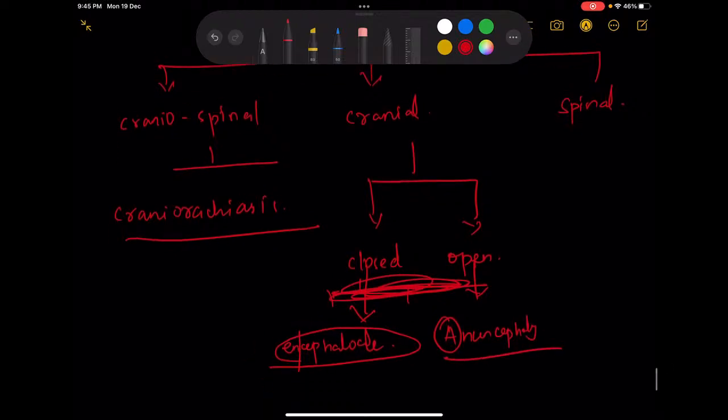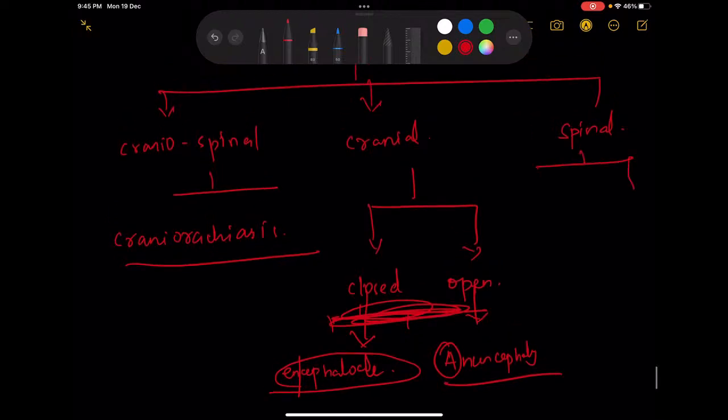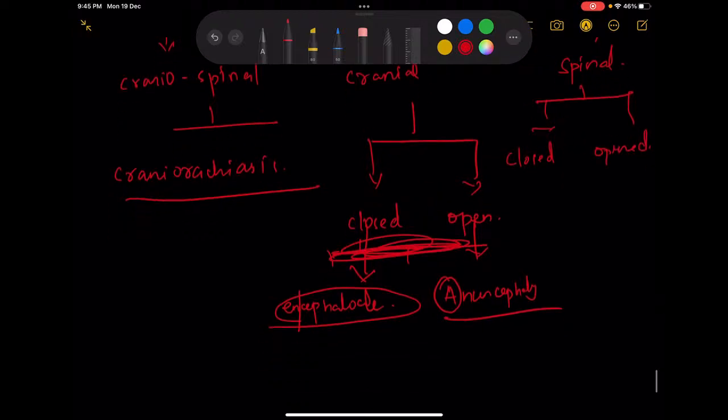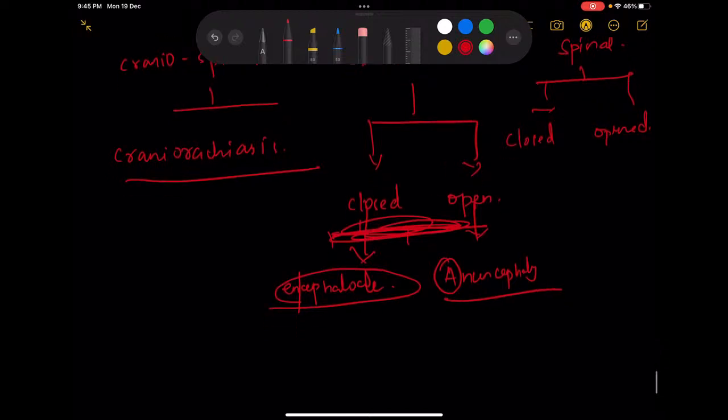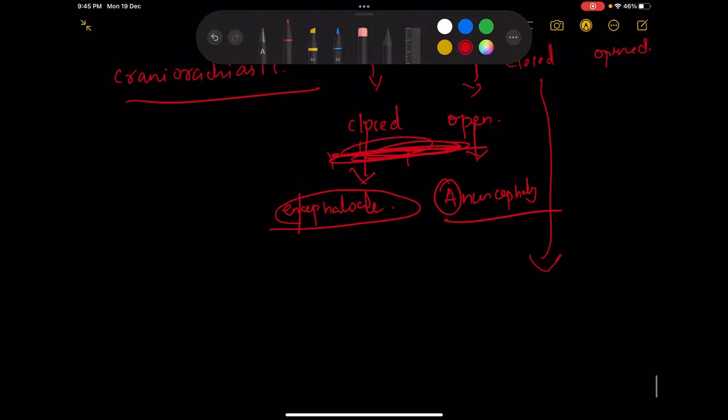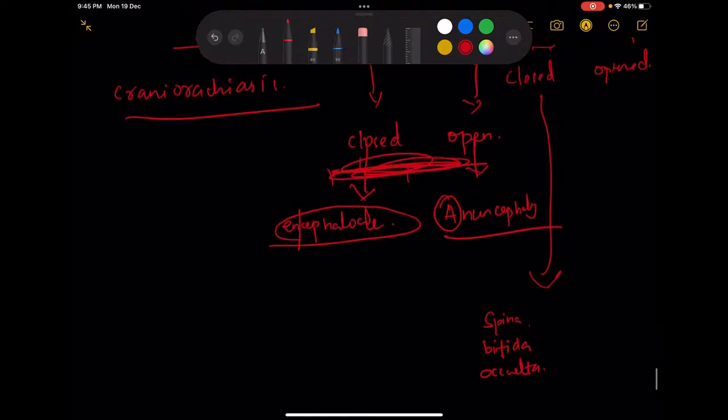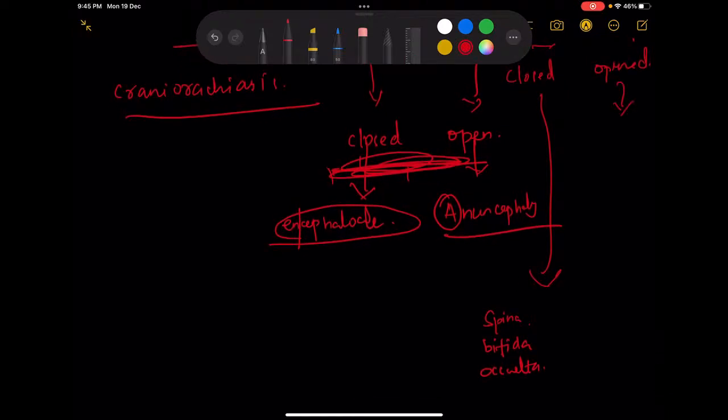And the spinal is classified into two types: closed and open. The closed one is called spina bifida occulta, and the open one is called spina bifida cystica or aperta.